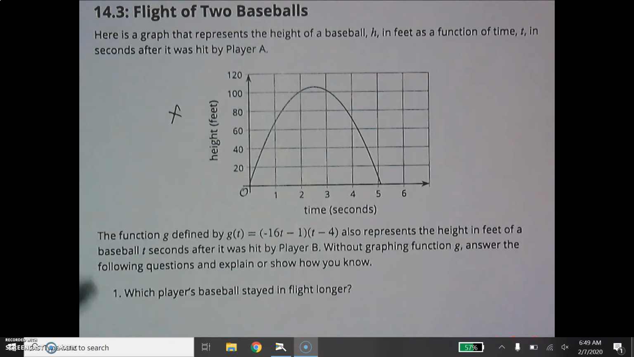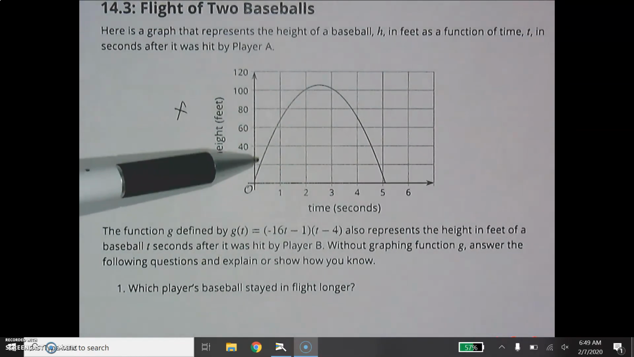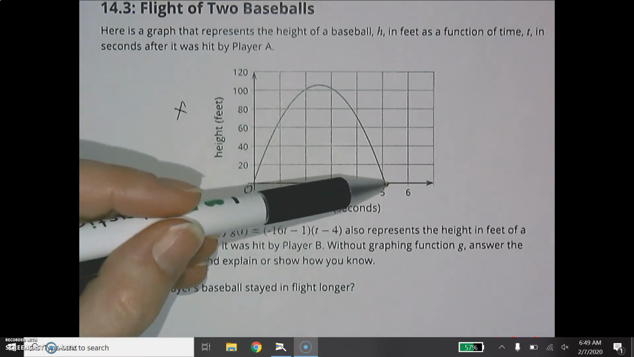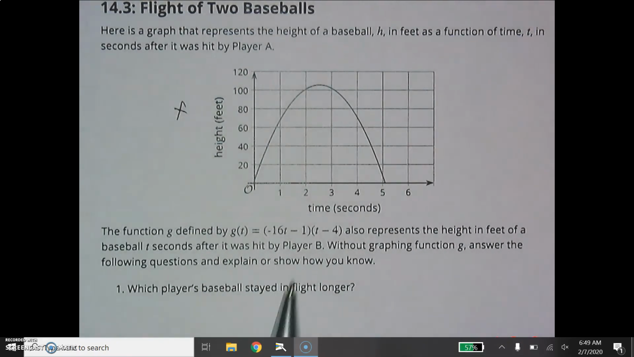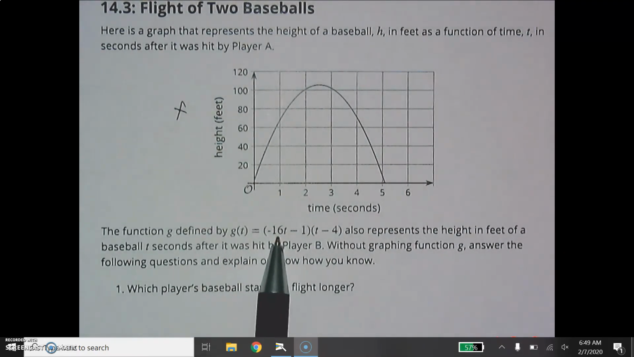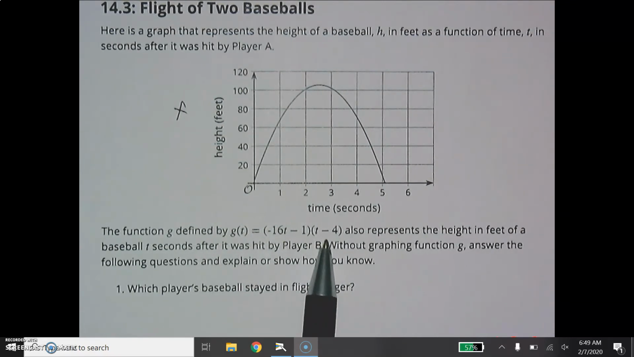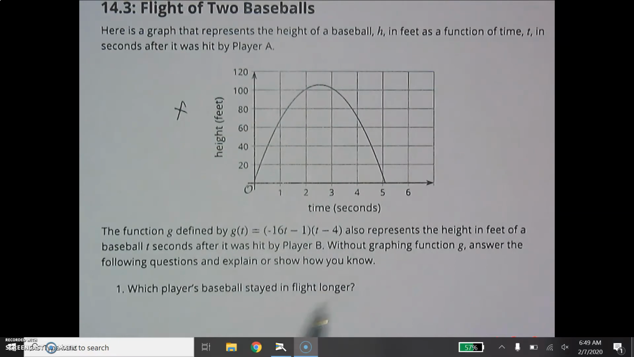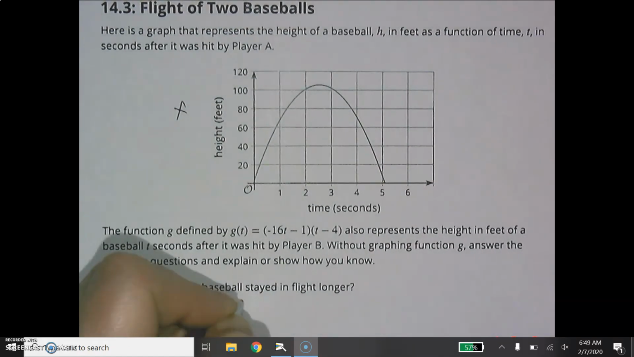So with this, which player's baseball stayed in flight longer? Okay, so player A hit the ball and then it landed on the ground shortly after 5 seconds. Player B, if we solve both of these things, so this would be negative 1/16 of a second, which doesn't make sense here. And then this is 4 seconds. So which player's baseball stayed longer? So that would be player A.